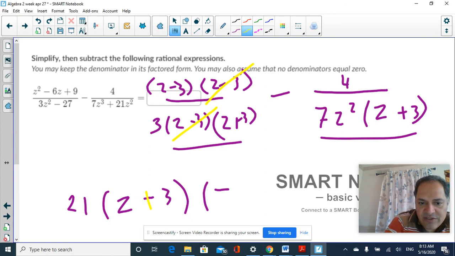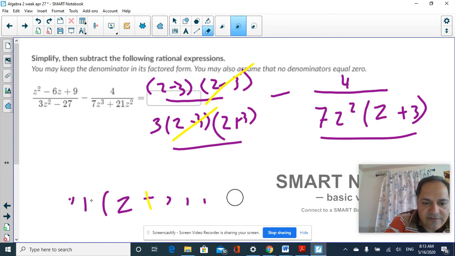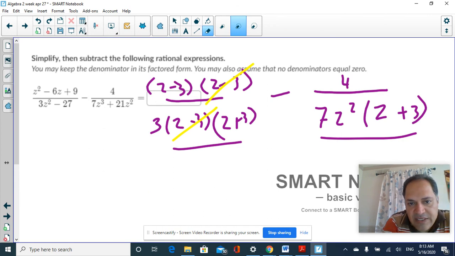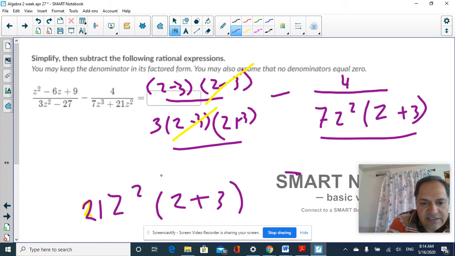So your common denominator down is what? Again, I'm going to do it again. Sorry. You cancel out z minus 3 here. So you still have 21. I'll change the color. 21. 7 times 3 is 21. z squared times z plus 3. Yes, this is the common denominator.